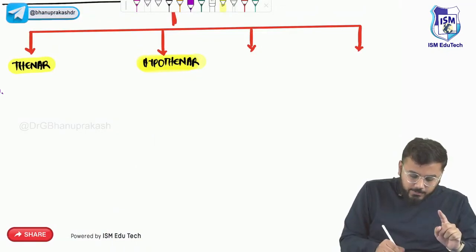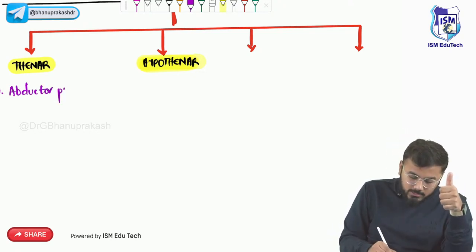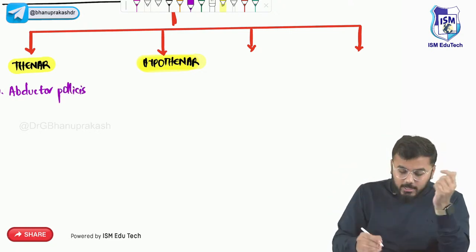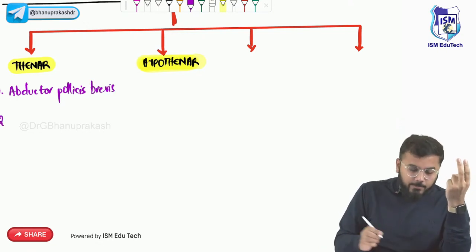First important thing: I am able to move my thumb away from my body. When I'm moving it away, this is called abduction. When I'm moving towards my body, this is called adduction. Right now I'm doing abduction, so the first muscle is abductor. Abduction of what? The thumb. Thumb is called pollicis, and this muscle is small because it is located in the thenar region only, so it is called brevis. Abductor pollicis brevis.